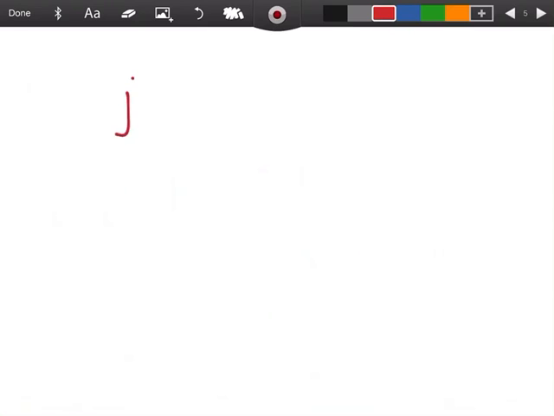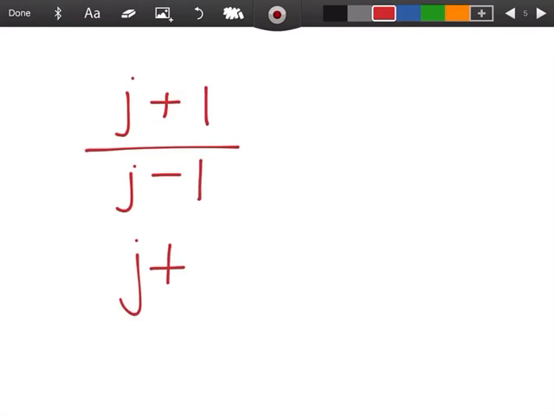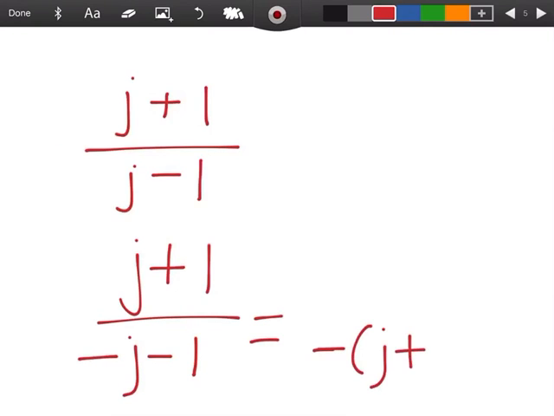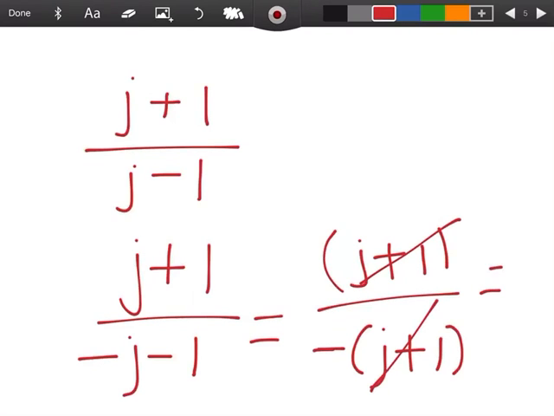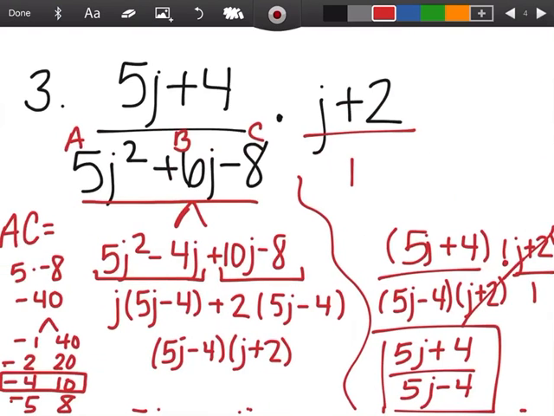If I had something like j plus 1 and then j minus 1, those are done. But if I had j plus 1 and negative j minus 1, then technically I could factor a negative out of the bottom, and then they would reduce to be a negative 1. But in this case, that doesn't happen because the j's are positive in both cases. So I'm actually going to stop this video, and this will just be multiplying, and then in the next video we'll do dividing.